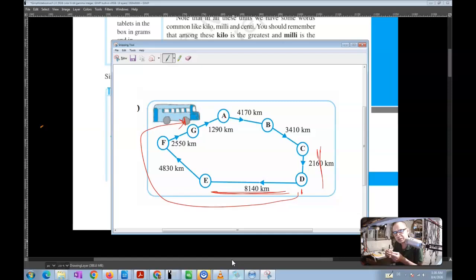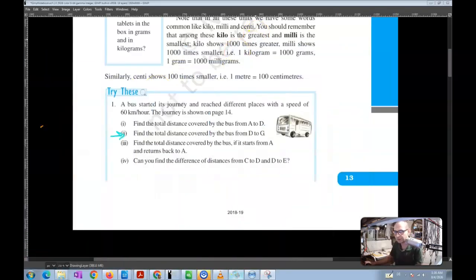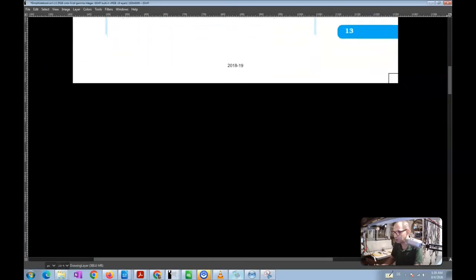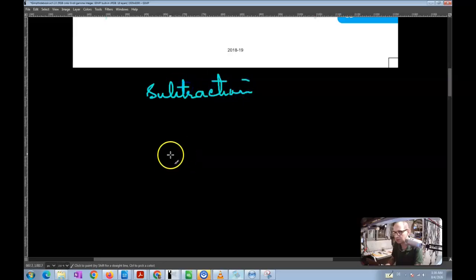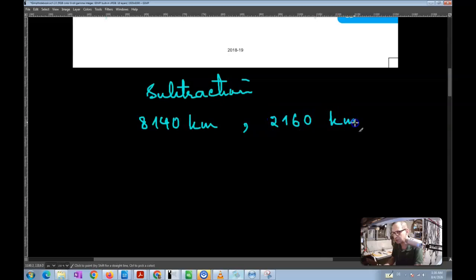The difference means essentially to find the distance, the difference of two things, of course you need to do subtraction, right? You need to do subtraction. One of the distances is 8,140 kilometers, and the other distance is basically 2,160 kilometers, right?